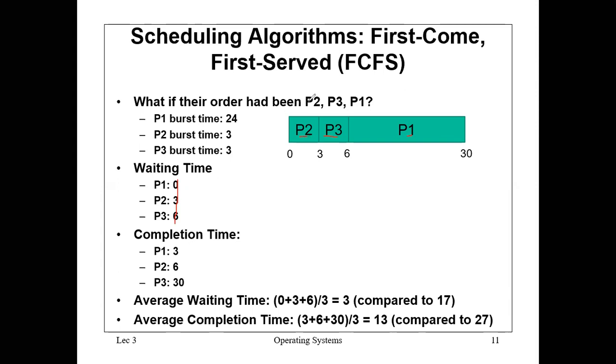As we can see, if P2 arrives first, P2 will instantly get the CPU. So the waiting time for P2 is basically 0. What is the time for P3? After P2 is finished, P3 will get the CPU, so the waiting time for P3 is 3 seconds. What is the waiting time for P1? P1 will get the CPU after P2 and P3 finish, so it will be 6. So the average waiting time will be 0 plus 3 plus 6, divided by 3, equals 3.